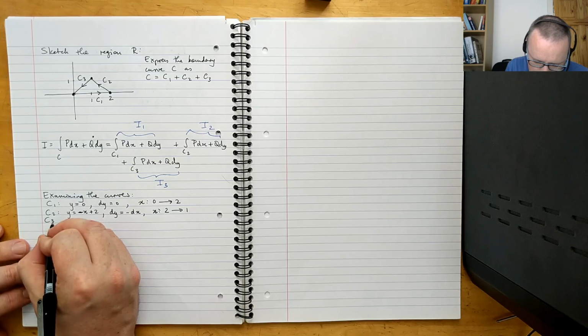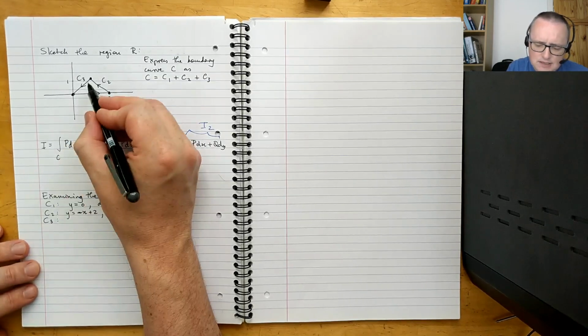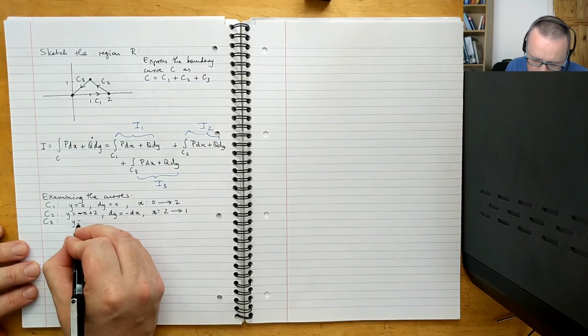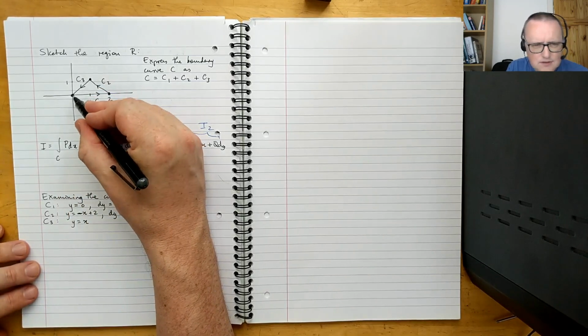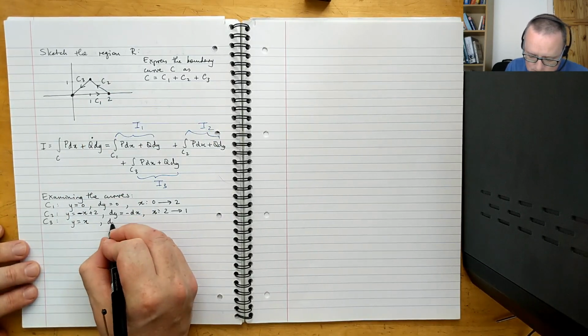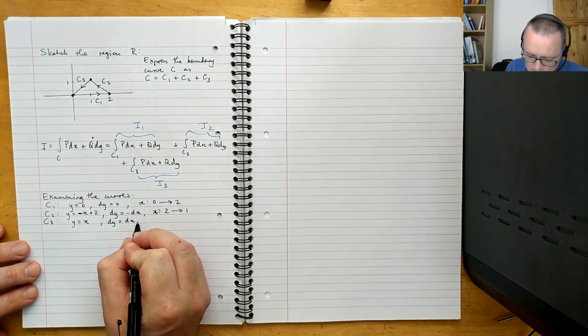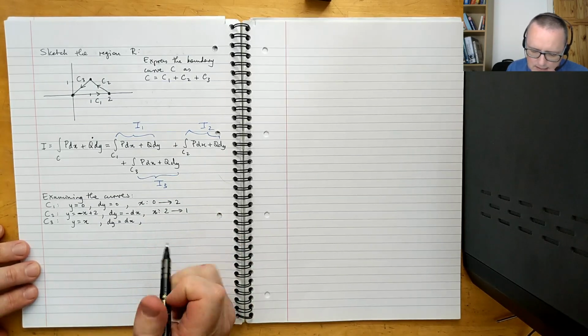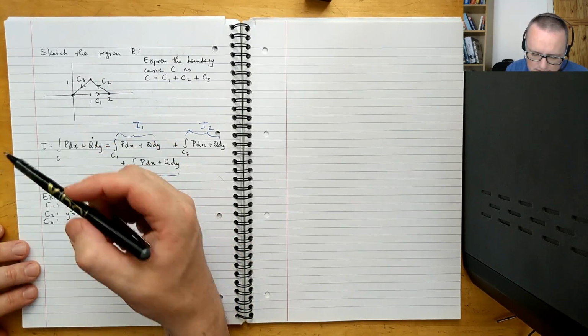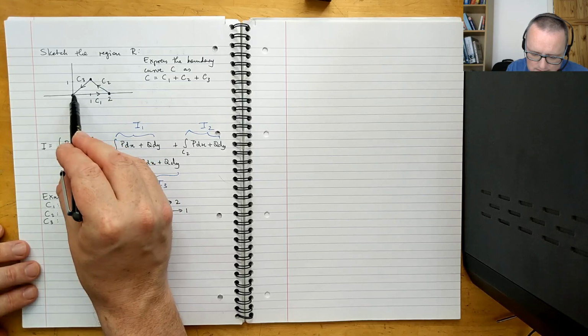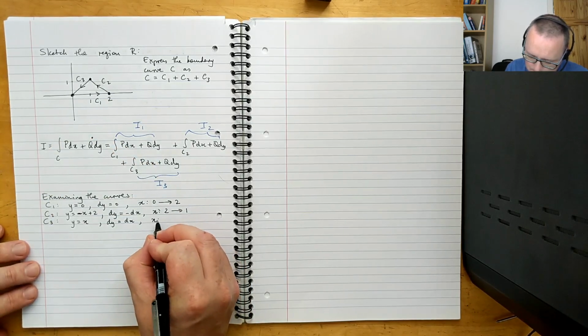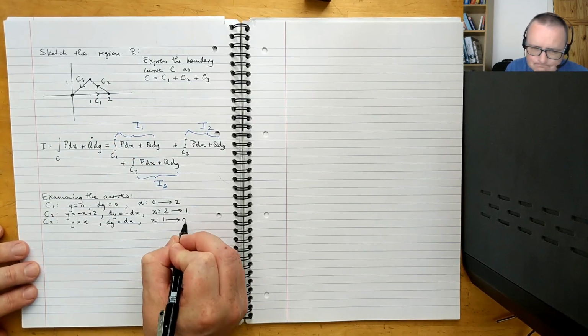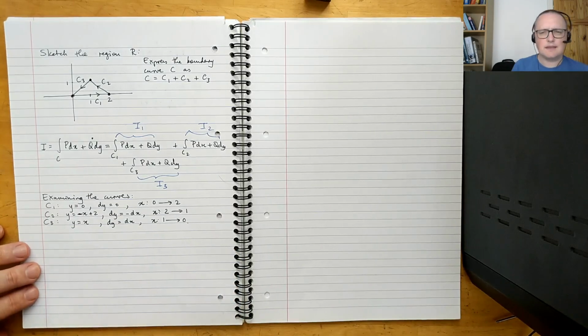And finally C3, it's a bit more straightforward. It's the line y equals x. It's the equation of this line C3. The relationship between the differentials then is dy is equal to dx. And which bit of this line? Well, x begins at 1 and descends to 0. Okay.